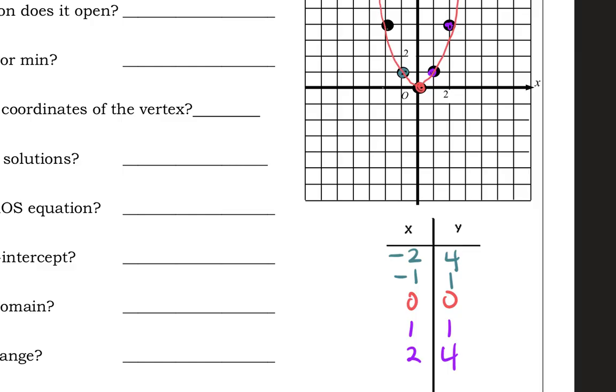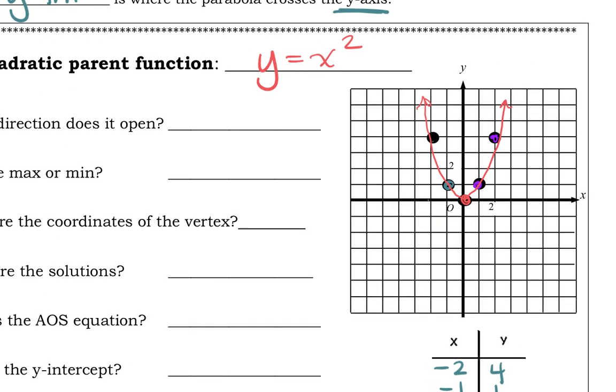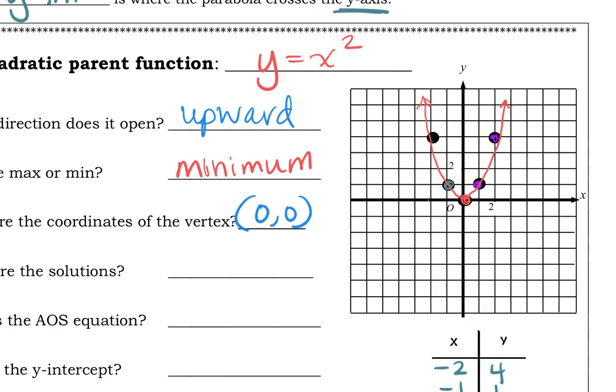Remember, when you connect them, you want to make a U. What direction is this opening? Is it opening up or down? Up. So the parent function always opens upward. Does it have a minimum or a maximum? A minimum, good. What are the coordinates of that vertex? Where is that vertex located at? 0, 0. All right, just a reminder, that is your vertex.